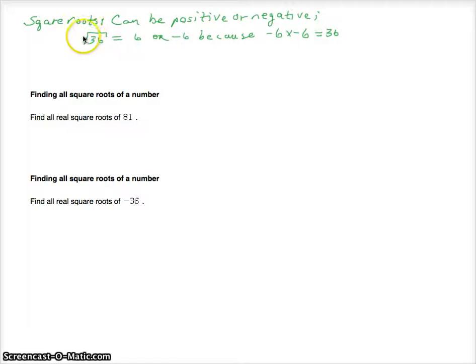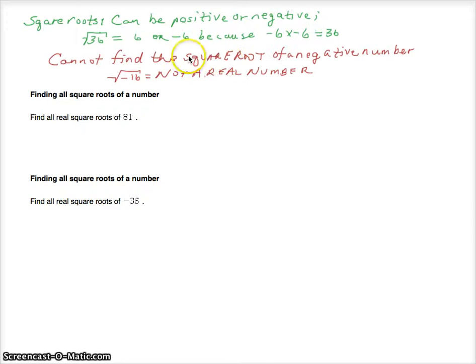So the first thing we need to learn new about square roots is that they can be either positive or negative. So the square root of 36 we know is 6, or it could be negative 6, because negative 6 times negative 6 equals 36. So a negative integer times itself will give you that positive result back that you're finding the square root of. Another fact we need to learn.